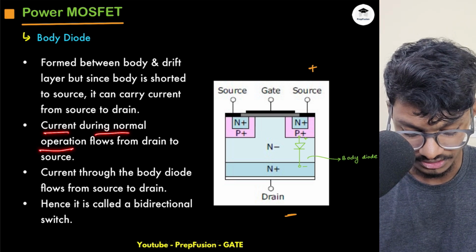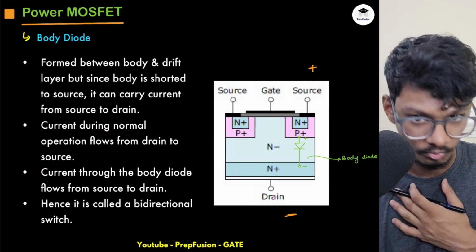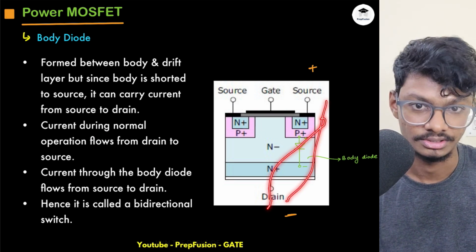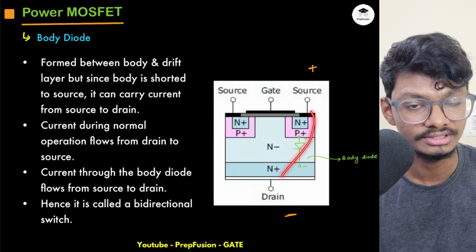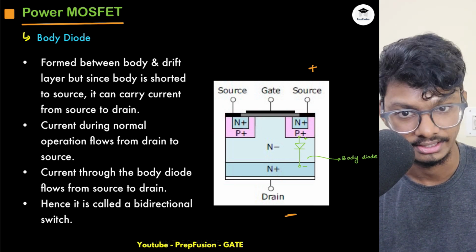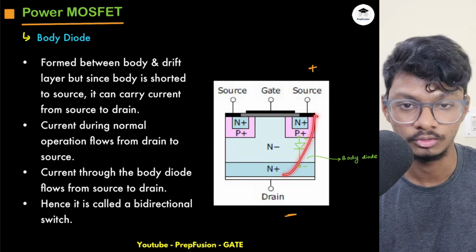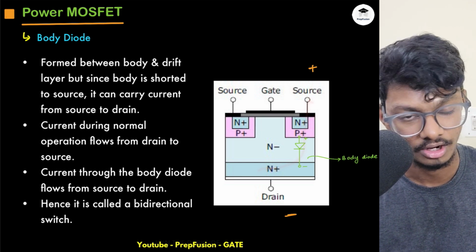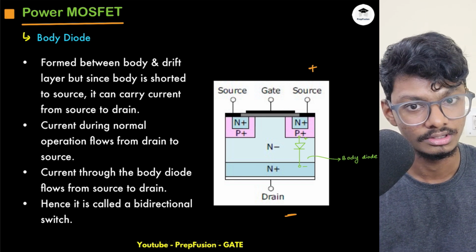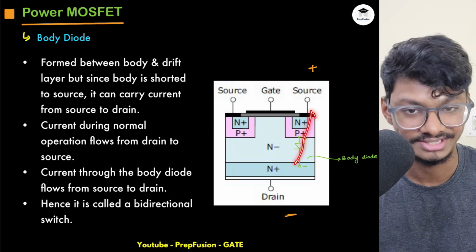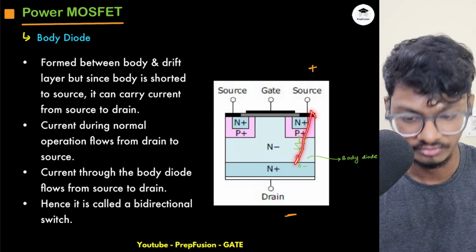Current during normal operation flows from drain to source. So our normal operation current is only when the current flows from drain to source and not from source to drain. If some current is flowing from source to drain, that means the body diode of the MOSFET is active, and we definitely don't want that. That has happened due to some other reasons. That was not under our control. We don't want the current to flow through this body diode. That is an uncontrolled manner of current flow that we don't want.